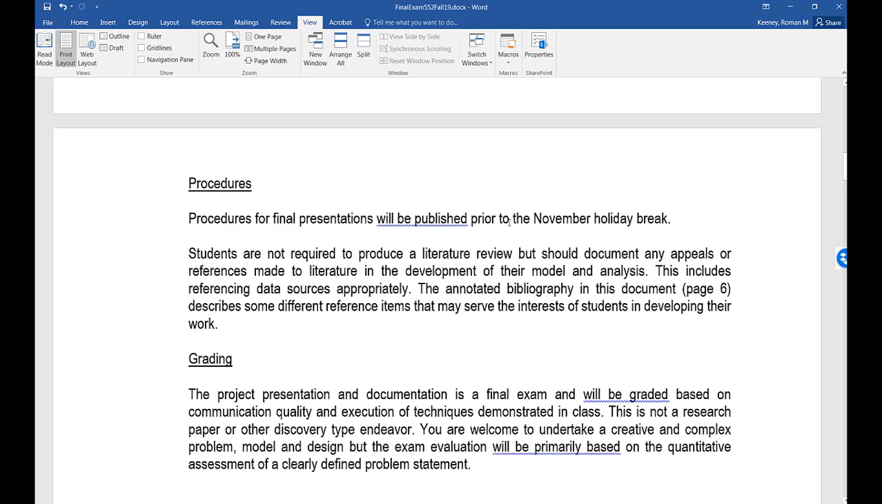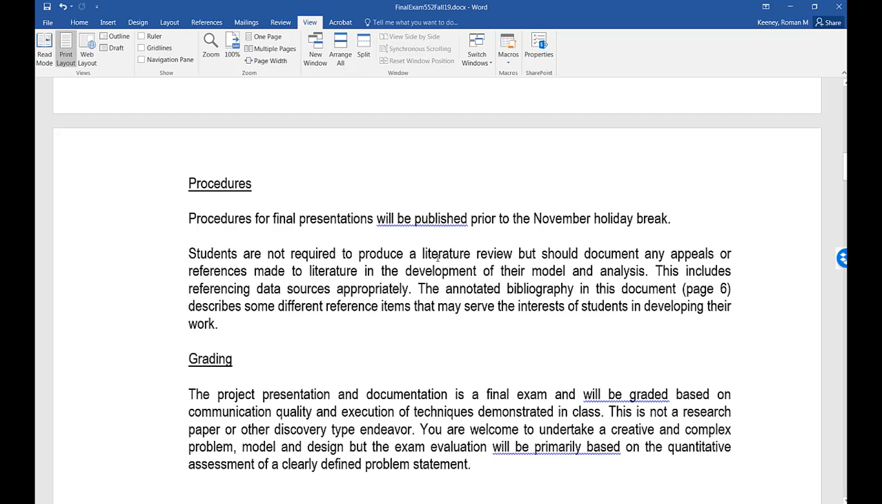So procedures, I'll get you the final procedures for when the final paper has to be uploaded and how it's delivered. It'll be the Wednesday of finals week, but how to get that submitted before the November holiday, and then we'll get the schedule for presentations before that as well.